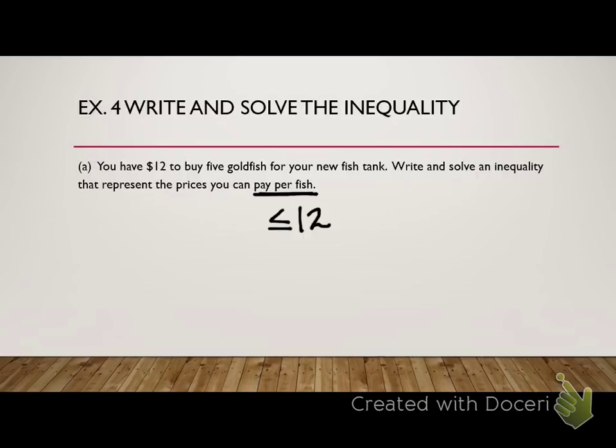Now let's go back to the beginning of our problem and let's underline important information. You have $12, which you've already put into our problem, to buy 5 goldfish for your new fish tank. Write and solve an inequality that represents the price you pay per fish. So we know we're buying 5. Remember, anytime we see the word per or each, we know that that's multiplication. So I'm going to use an F since it's fish. I know I can buy 5 goldfish, but I don't know how much each goldfish is going to cost me. So 5 times F is going to be less than or equal to 12.